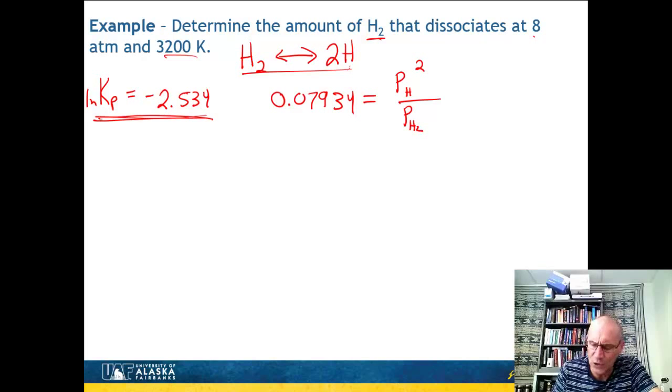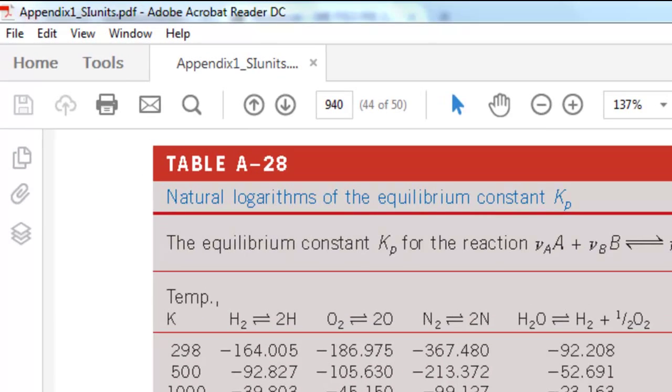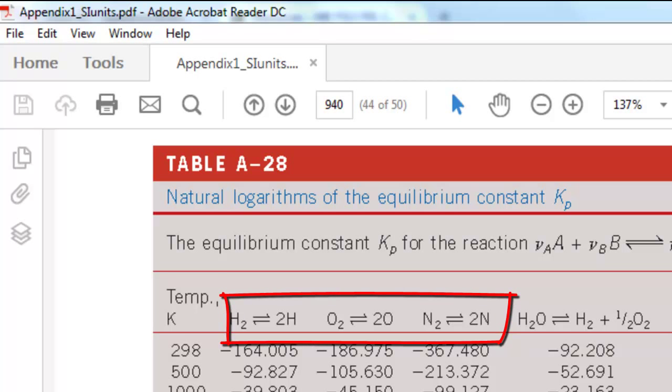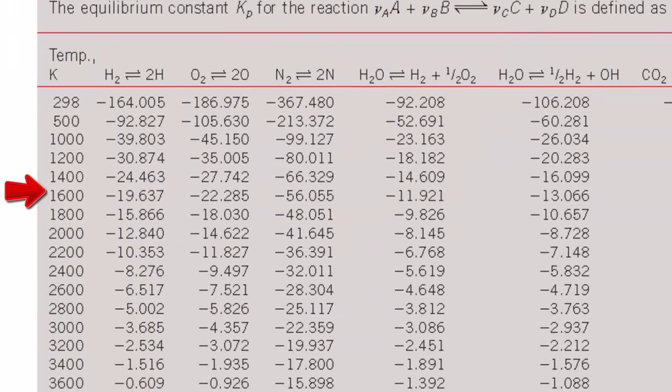I think it's A26. They list values of Kp as a function of temperature for various reactions, and then you look up this reaction right here. Oops, I misspoke here. Let me take a quick break to show you. This is table A28, and this is where we're going to get the Kp values, or the equilibrium constant values. This table lists various reactions up here at the top, and that's all as a function of temperature that we list over here on the left-hand side.